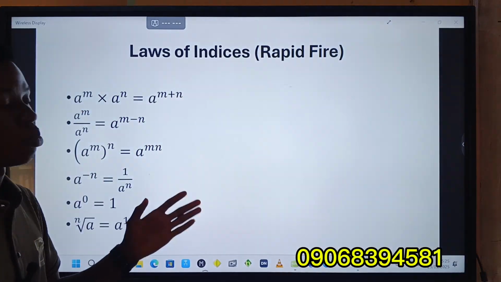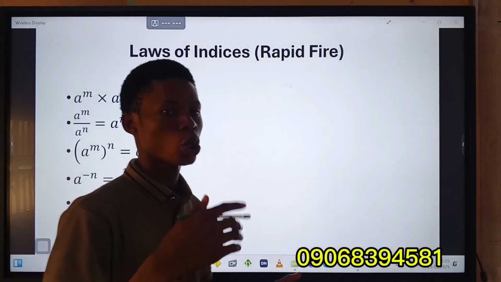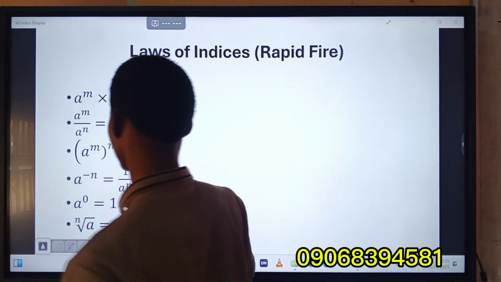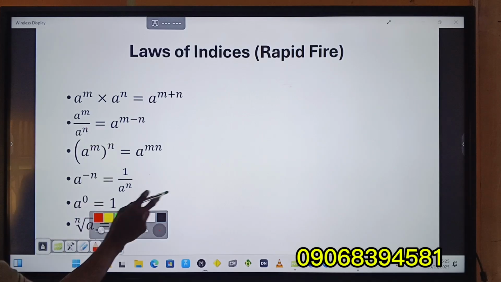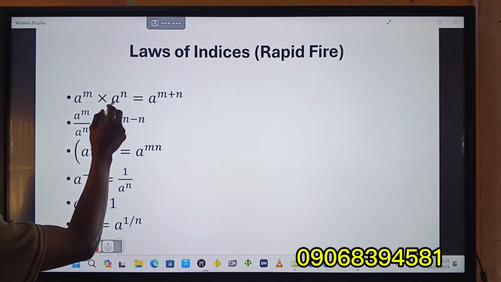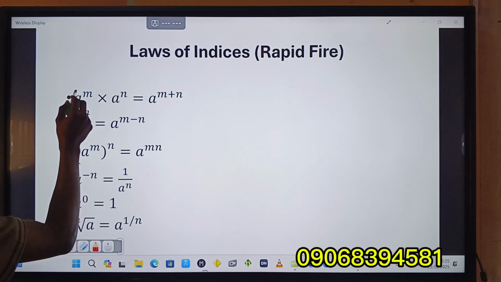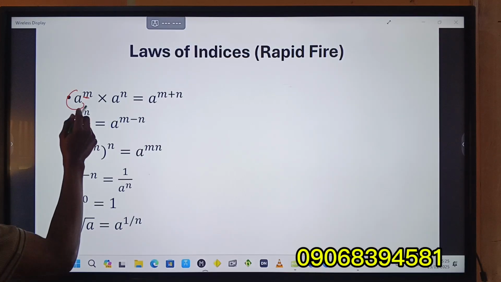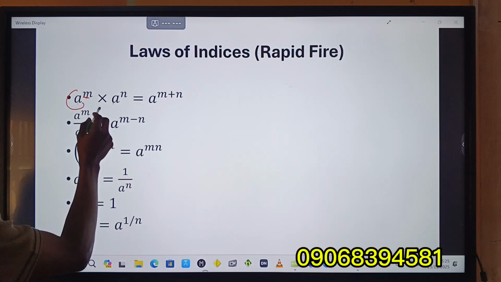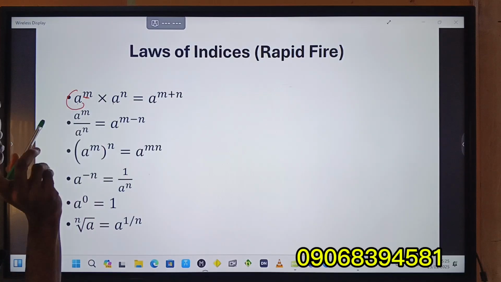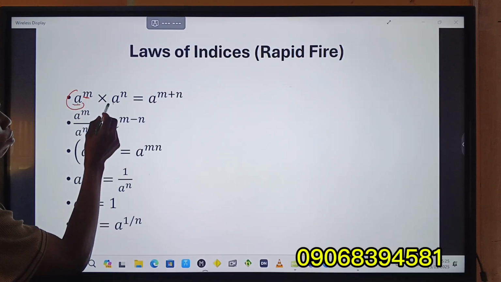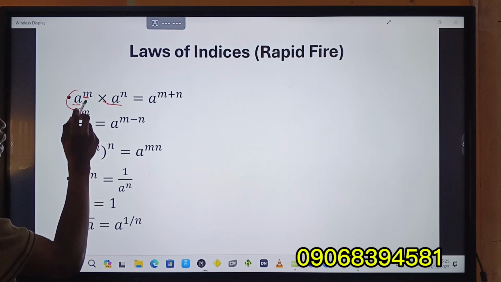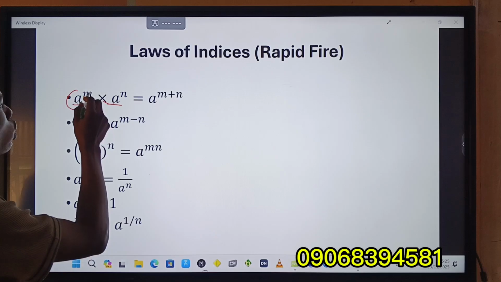Let's start with the basic laws of indices before we go into the shortcuts and we start solving. All right, so basically, if you have a raised to power m times a raised to power n. Now, one thing you should know is that this a here is called the base, while this m here is called the power. So here we have base and power, here base and power. Now, if they are separated by multiplication, notice something here, that the base here is a and the base here is also a. So if the two bases are the same and the sign separating them is multiplication, all you have to do is add the powers.